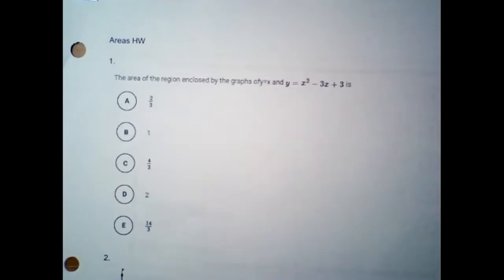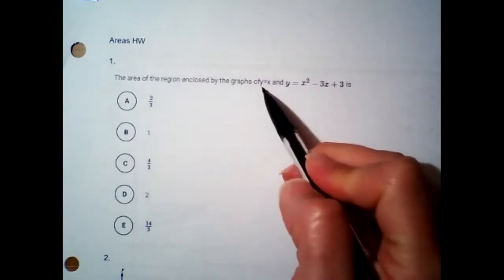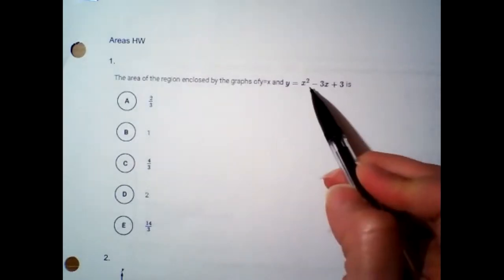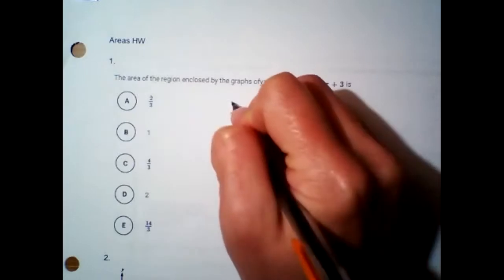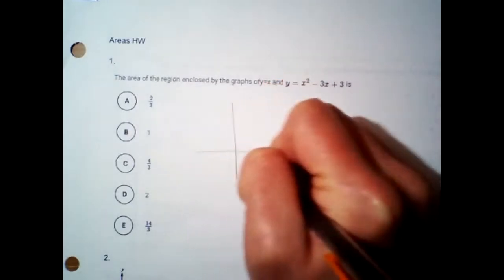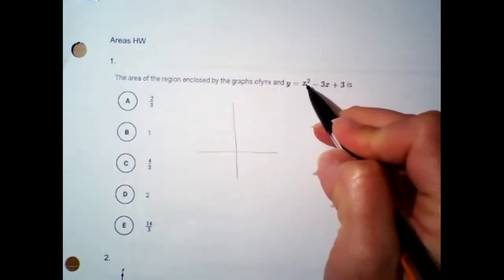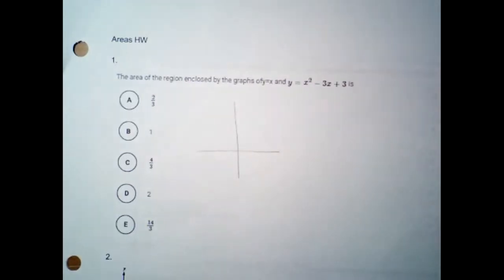So this one says we want the area of the region enclosed by these two graphs. So we've got y equals x, and then we've got this graph, which is going to be a parabola. So let me go ahead and draw a picture of this. Start plugging in some numbers. I always just start with 0. That's a good place to start.